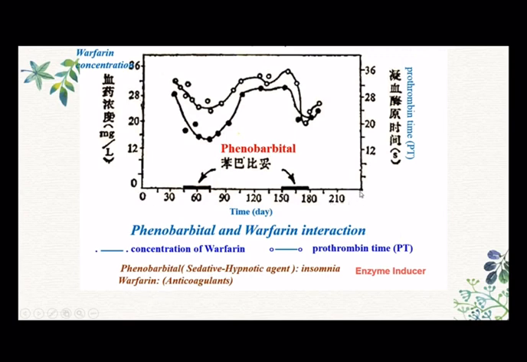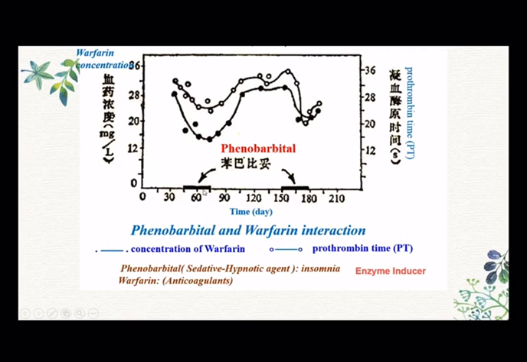The abscissa is time, the unit is day. The ordinate is warfarin concentration or prothrombin time. The solid dot is the concentration of warfarin. The empty dot is prothrombin time, or warfarin effect. When the concentration of warfarin is high, the prothrombin time is high. When the concentration of warfarin is low, the prothrombin time is low. The black bar is the time when phenobarbital was used repeatedly. Before using phenobarbital, the concentration of warfarin is here.